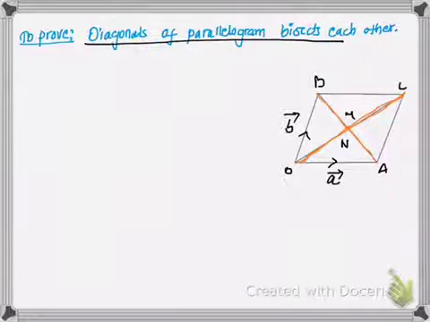these two diagonals should meet at a certain point, and also the length should be equal. So if this side ON has the same magnitude or the same length as side NC, and also BM has the same magnitude as MA, we can say that the diagonals of a parallelogram bisect each other.